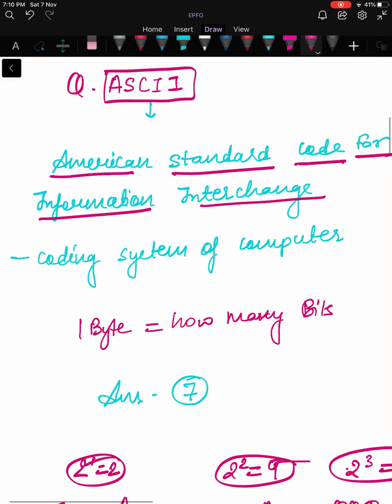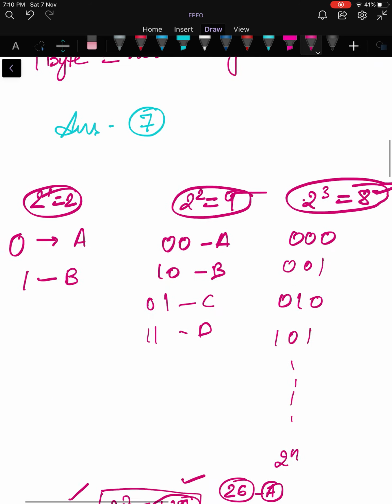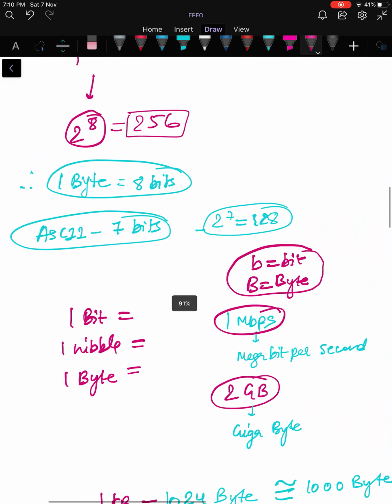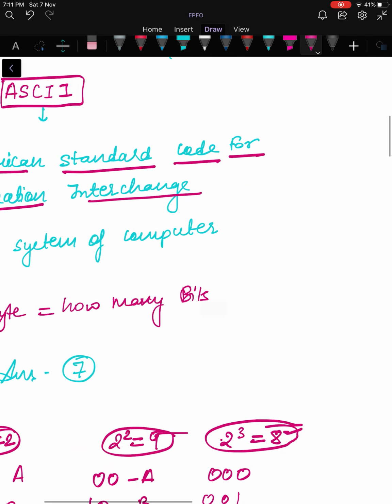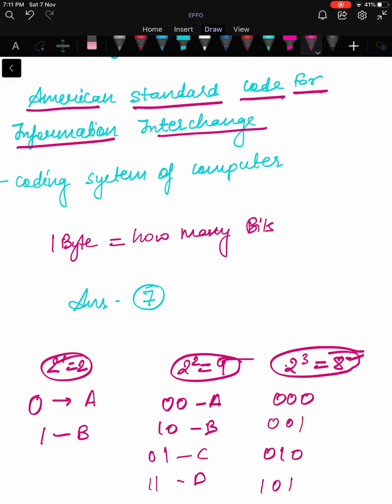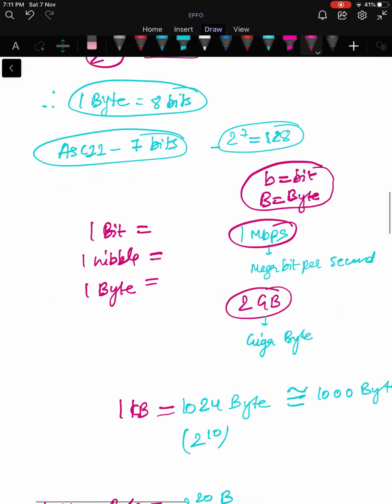So if it asks in the ASCII system, 1 byte equals how many bits? The answer will be 7. Otherwise normally 1 byte equals 8 bits, because now we use 2 to the power 8, 256, because we need more coding symbols to assign to different numbers. So 1 byte equals 8 bits. In the case of ASCII, 1 byte equals 7 bits. The full form of ASCII is American Standard Code for Information Interchange. In this, 1 byte equals 7 bits.